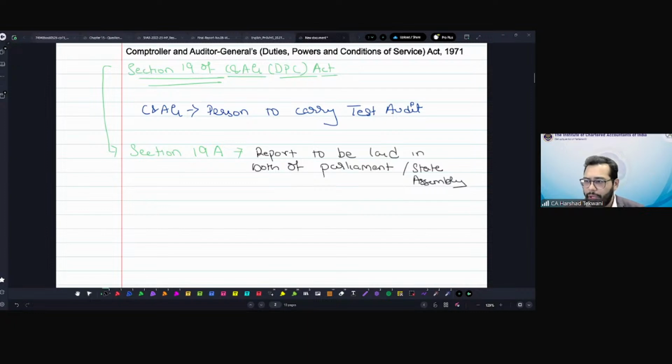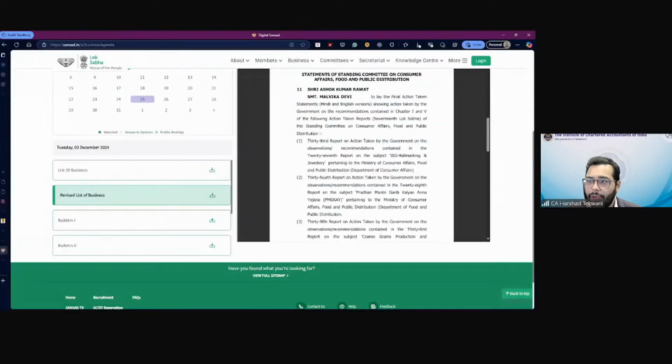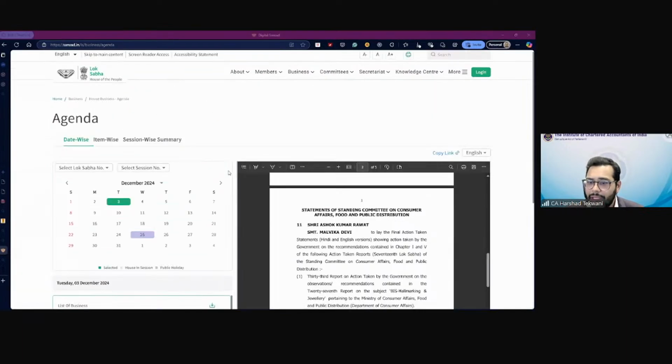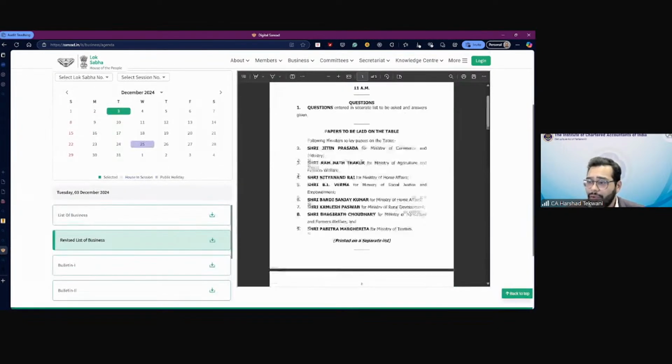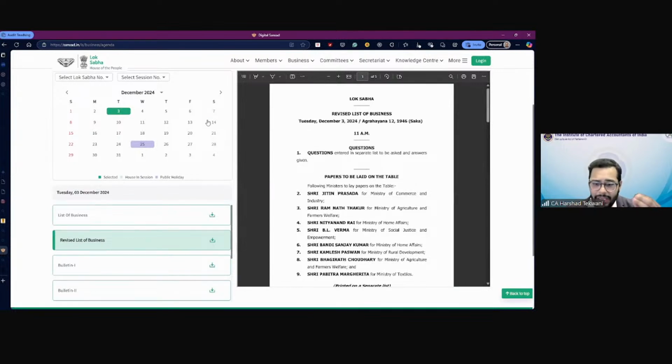I'm not sure how many of you actually go to the Lok Sabha or the Parliament website. Over there, let me show you. I am just going to the publicly available data agenda. This is for your information purpose, nothing else. Whenever any session is going on of the Lok Sabha or Rajya Sabha, you will see papers to be laid on the table.